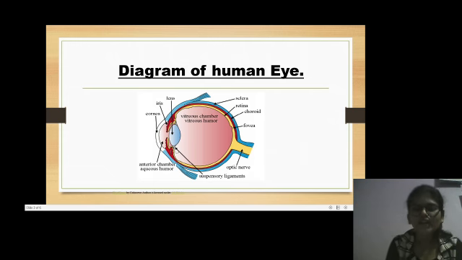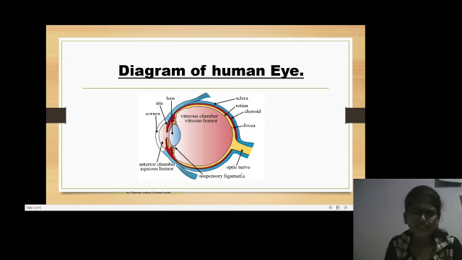part. This is called lens. The next is iris. This portion is called iris. The next one is cornea. This double layered membrane is called cornea. The next is anterior chamber. This portion is called anterior chamber and there's a fluid in it called aqueous humor.